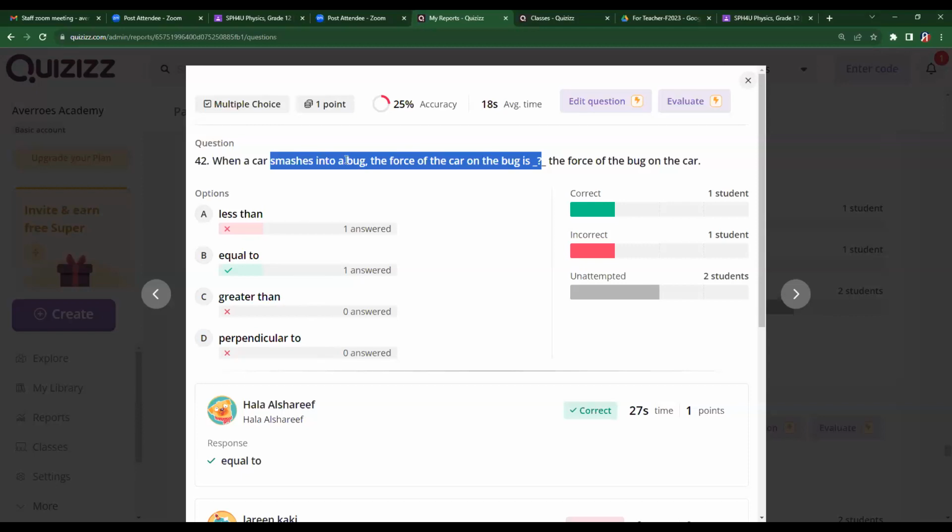So even if bug is very small and car is very big, it's still action and reaction. So car smashes into bug, so force of the car on the bug is equal and opposite to the force of the bug on the car. Okay, so forces equal and opposite.